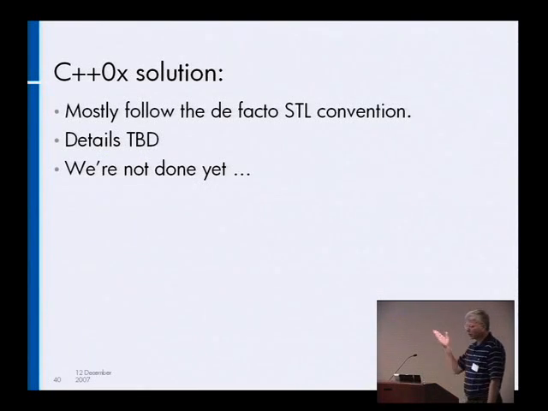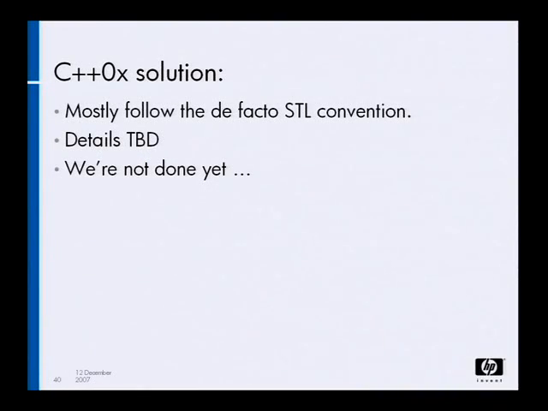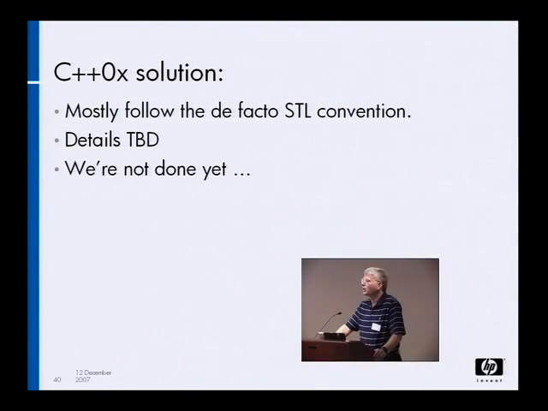So the C++0x solution here is that we basically follow what's sort of the STL convention and the recent Java convention, which is that containers do not visibly acquire locks by default. The details here still have to be determined. We're not really done with this part yet.